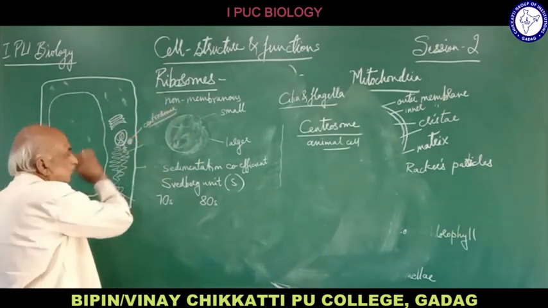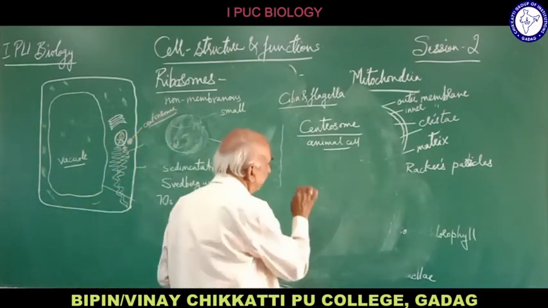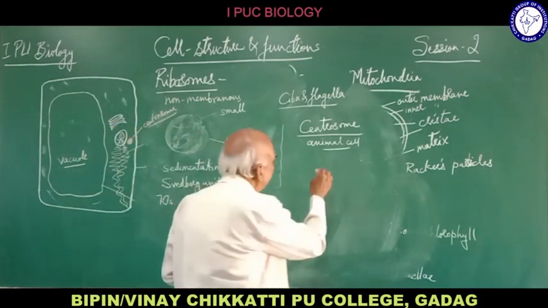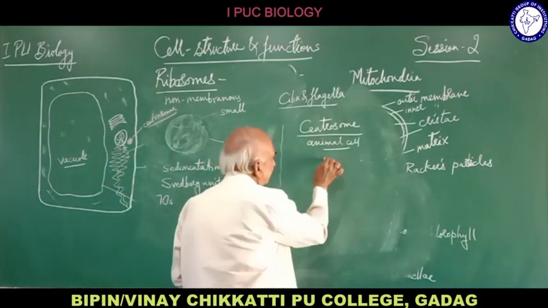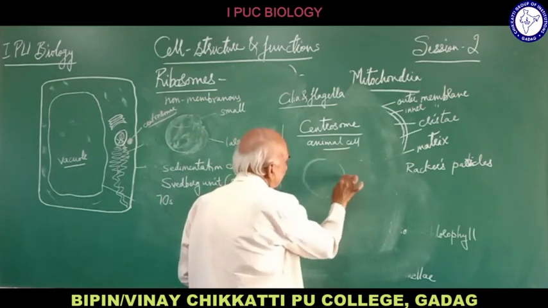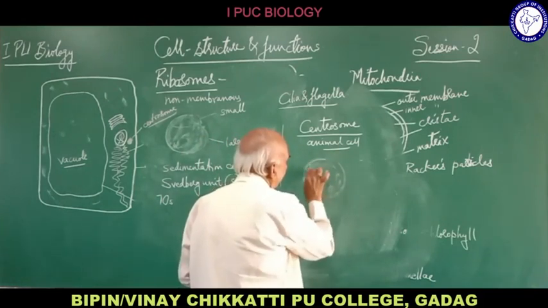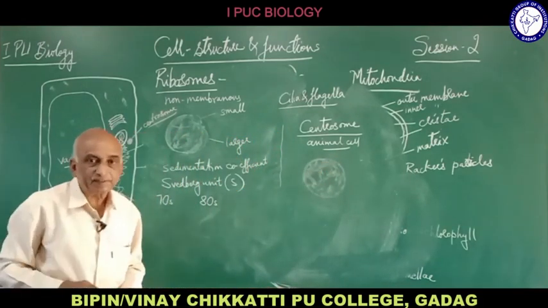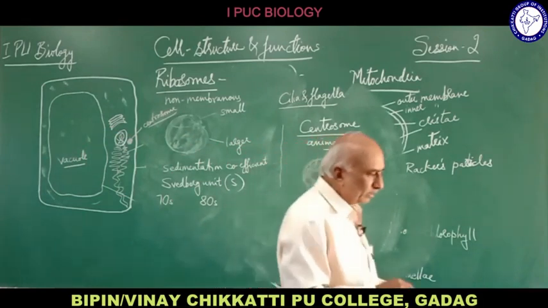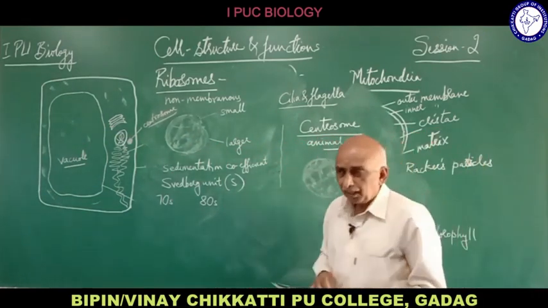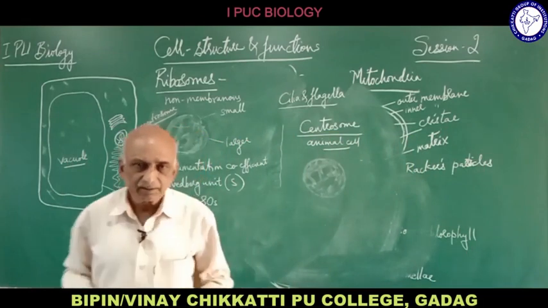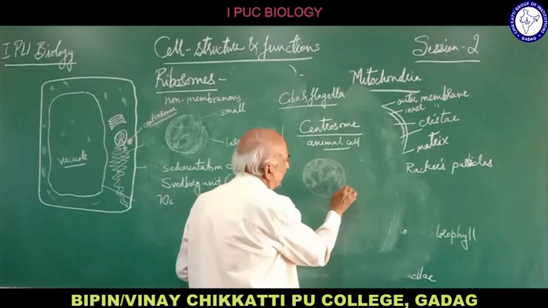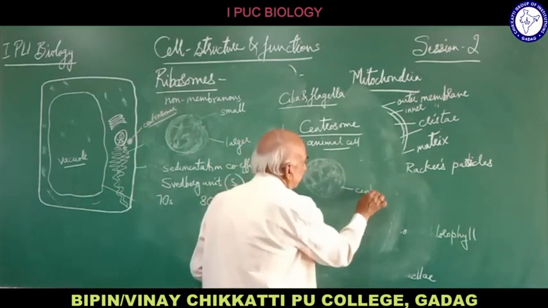This centrosome which is present near the nucleus is also a non-membranous organelle like ribosome. It is not surrounded by any membrane. Now suppose this is the centrosome which is present here inside. This centrosome is made up of an amorphous material which is somewhat dark colored, and it is usually proteinaceous in chemical composition. This is the material which is present, and actually this structure is called the centrosphere.